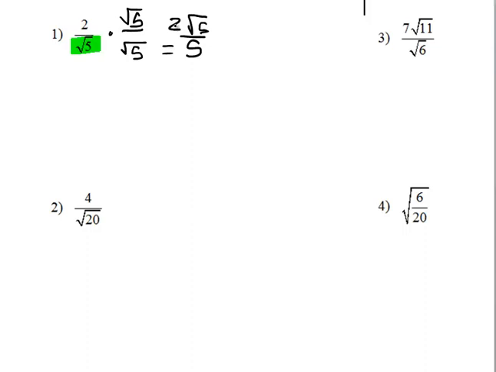Remember, if you get to the point where you have squares under the radical, make sure that you simplify and pull those out. You can also simplify your fraction if necessary. So let's take a look at this.